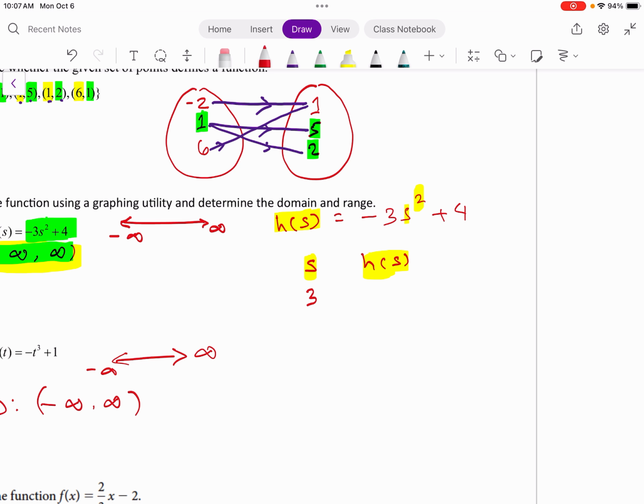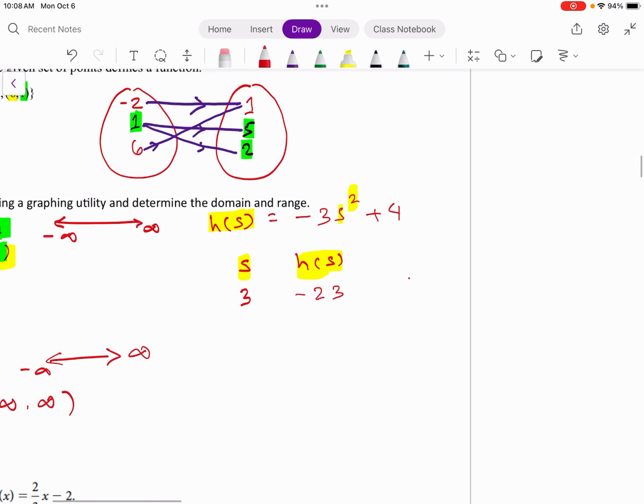You replace s by 3. So we have negative 3 times 3 squared. 3 squared is 9. 9 times negative 3 is negative 27 plus 4 is negative 23. So our output is negative 23. So input first, then output second, negative 23. This is 1 point, okay? s, h of s. This gives us the point, because our input is x, our output is y coordinate.